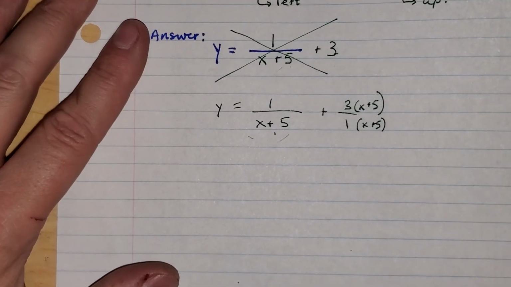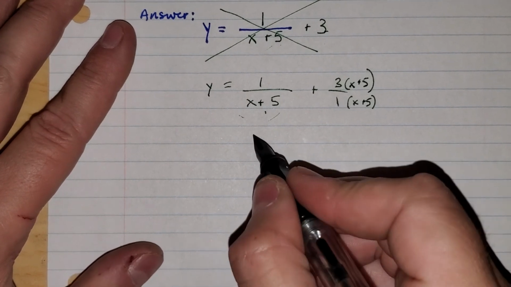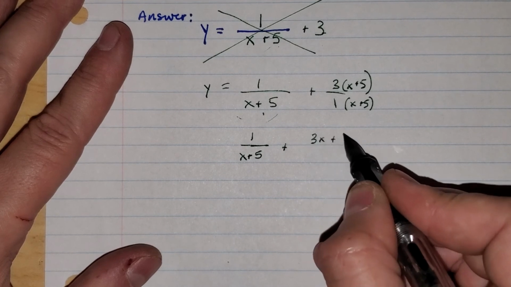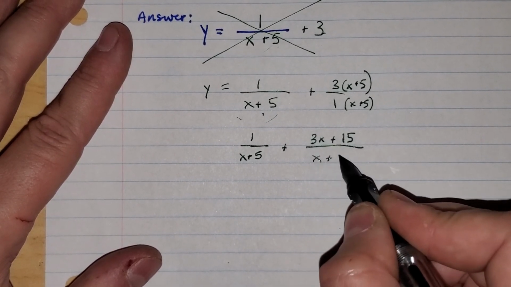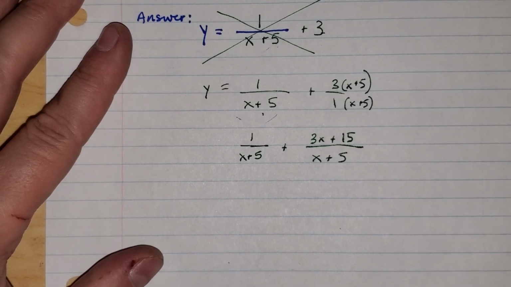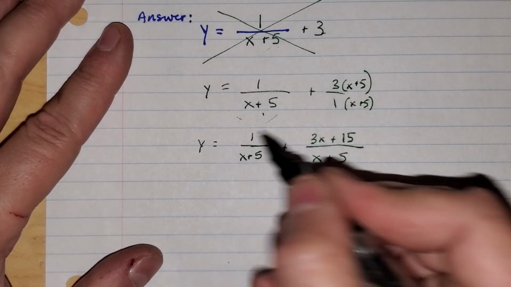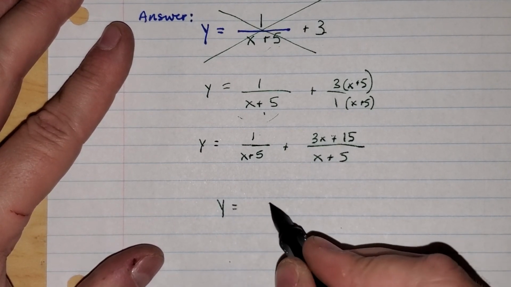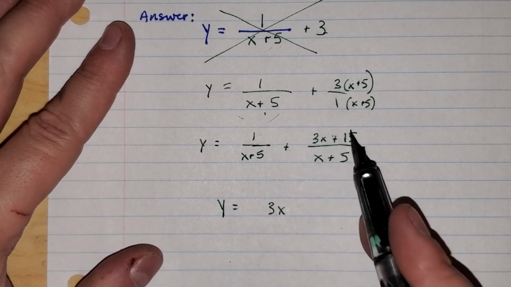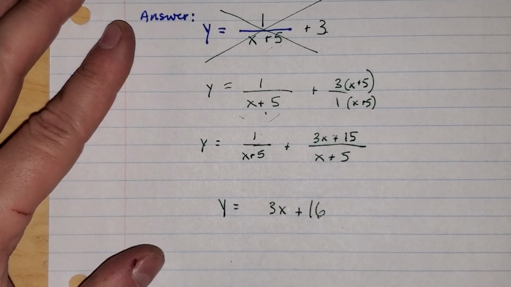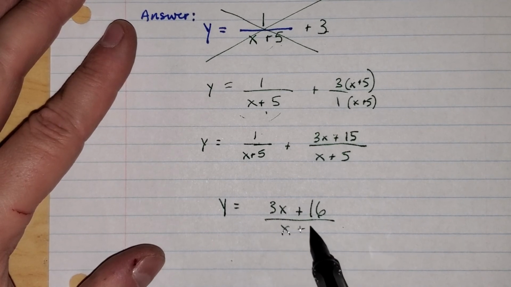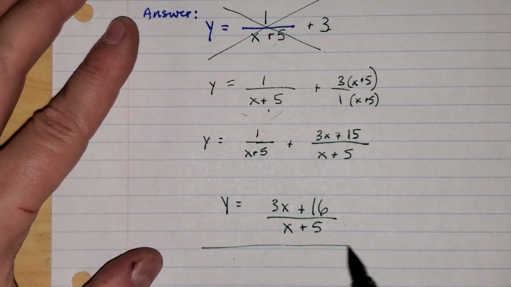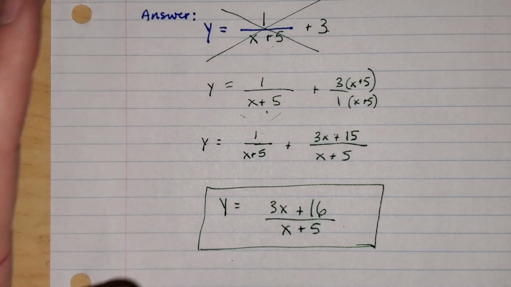Now, when I do that, what do I get? Well, I get 1 over x plus 5, plus 3x plus 15 over x plus 5, right? I just distributed that 3, and all of that's y equals. Now, we're going to combine these two numerators, so we get y equals 3x, and it's 1 plus 15, so that's going to be plus 16 over x plus 5, because remember, you don't add denominators. That's why we have common denominators. And that is our final answer.